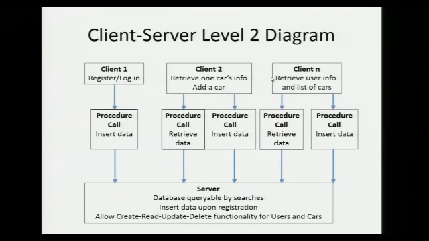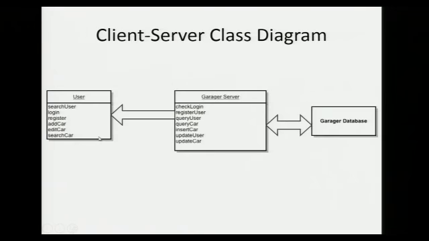So the first architecture option was client server. We'll basically have login and register functionality. You have the ability to add a car and retrieve a car's info, and do the same with users, as well as get a list of the cars associated with a user. So we basically just have procedure calls from the client to the server making these calls, and then the server will return any results back to the client.